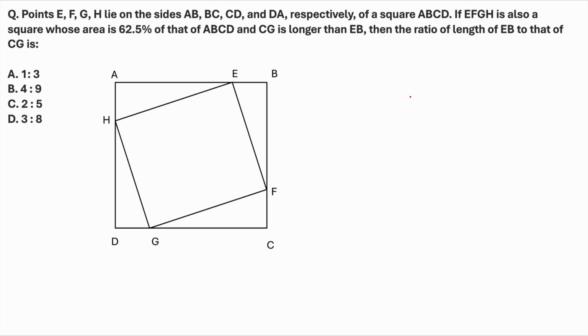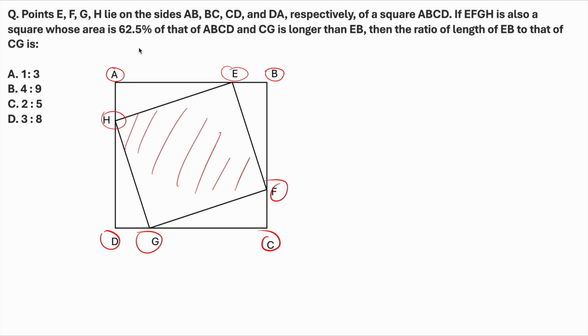So the situation is exactly like the diagram is showing you. We have a square A, B, C, D, and on the sides AB, BC, CD and AD respectively, we have points EFGH. EFGH also forming a square here. This square has area 62.5% of the area of ABCD, the bigger square. And the condition is that CG is longer than EB.